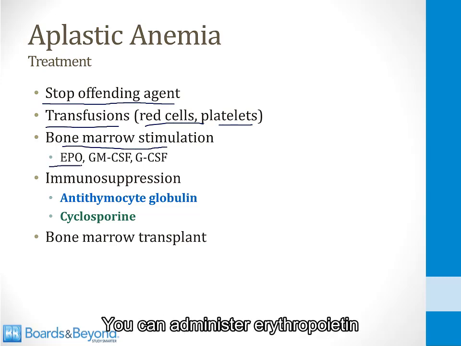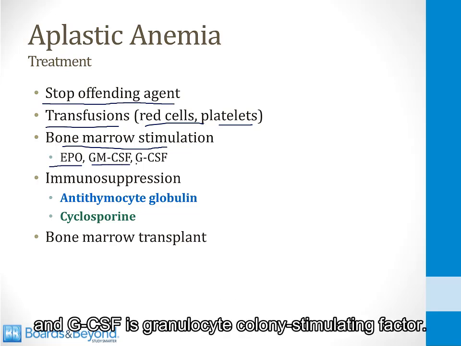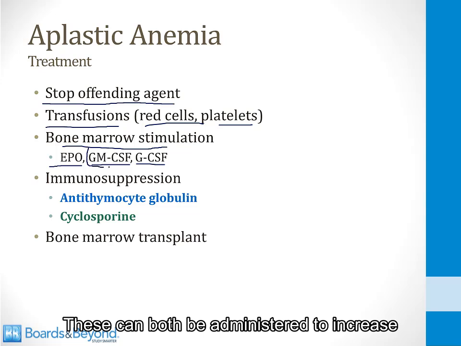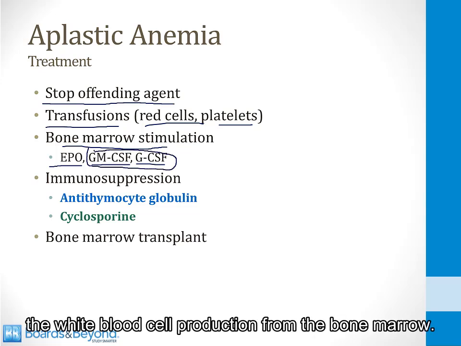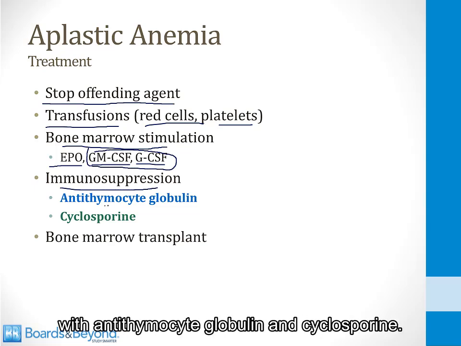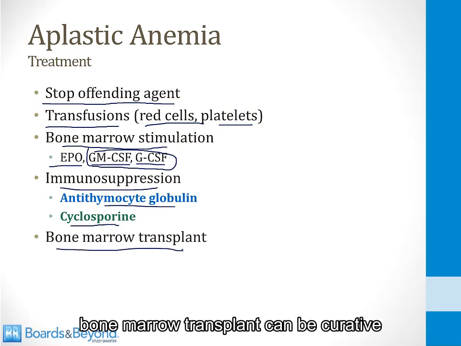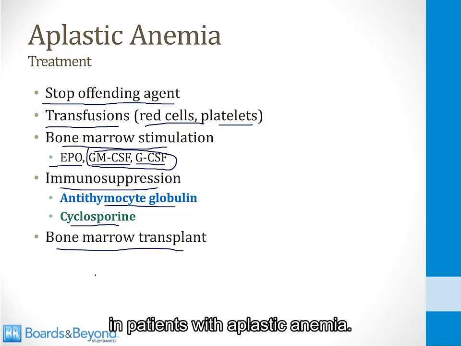You can administer erythropoietin to drive red cell production. GM-CSF is granulocyte macrophage colony stimulating factor, and G-CSF is granulocyte colony stimulating factor. These can both be administered to increase the white blood cell production from the bone marrow. As I mentioned before, immunosuppression is sometimes done with anti-thymocyte globulin and cyclosporin. Other immunosuppressants are also sometimes used. And then finally, bone marrow transplant can be curative in patients with aplastic anemia.